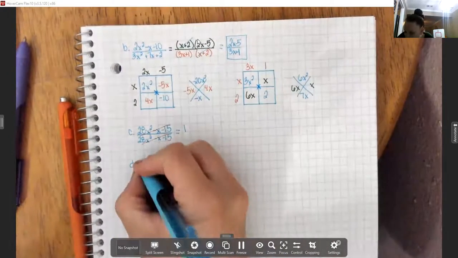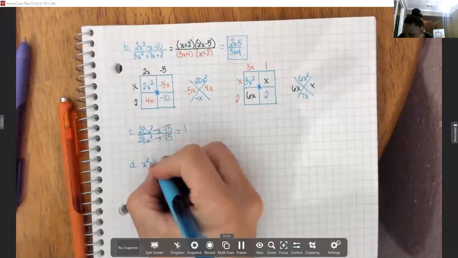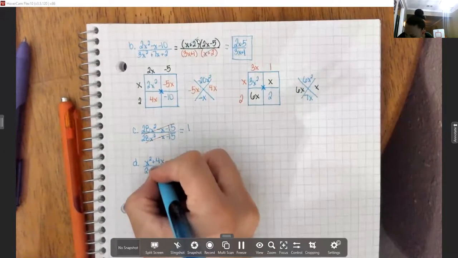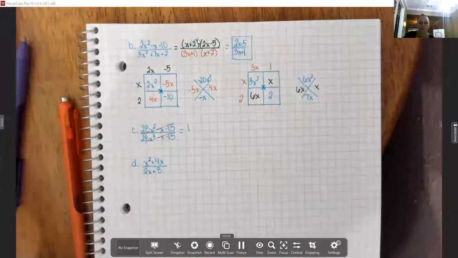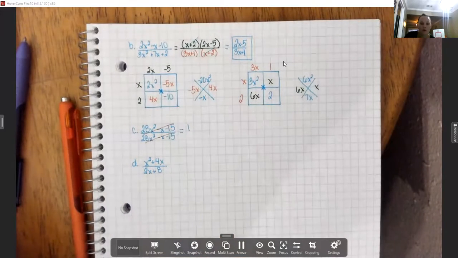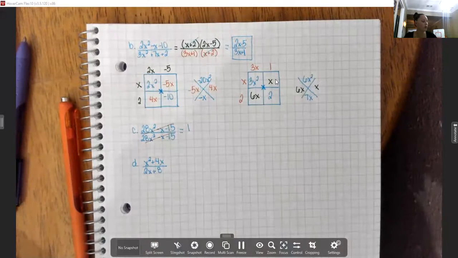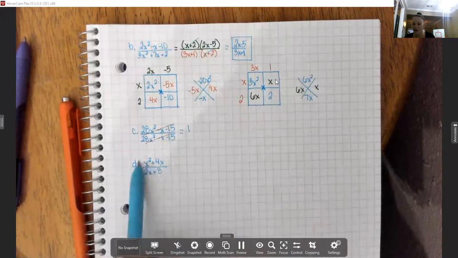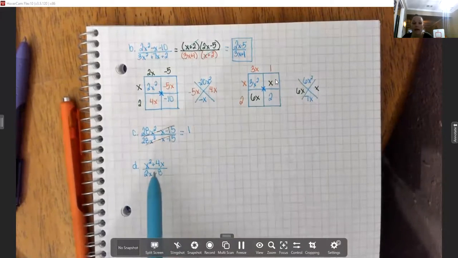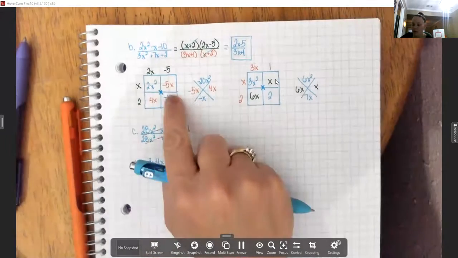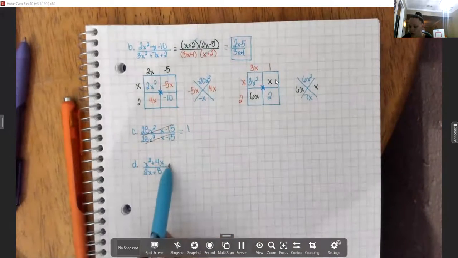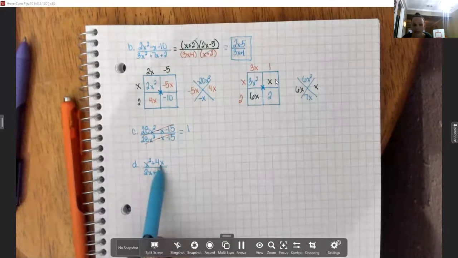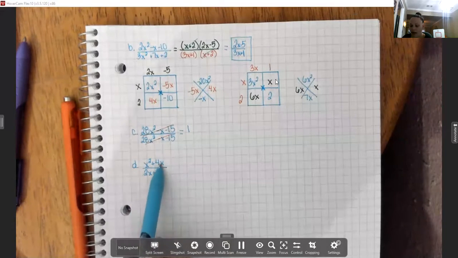And last one, x squared plus 4x divided by 2x plus 8. So on the numerator, we have x squared plus 4x. You do not need to make a box and diamond here. If you made a box and diamond, this bottom square would be a 0 because there's no constant here. So this one, we should be able to look at it. I expect you all to look at this and see that there's a greatest common factor of x.